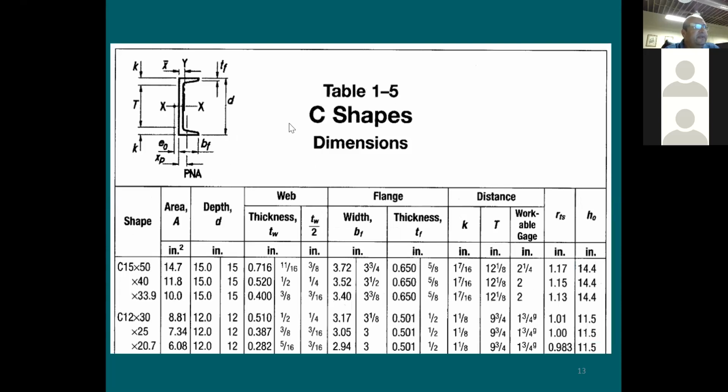Here's the C shapes. It's going to be for channels. Same thing. You're going to have same symbols: TF, depth, web thickness, and the whole thing. So you have here all the information. And this is going to be C, let's say C12 by 25. And here's all the properties for this choice or for this section.